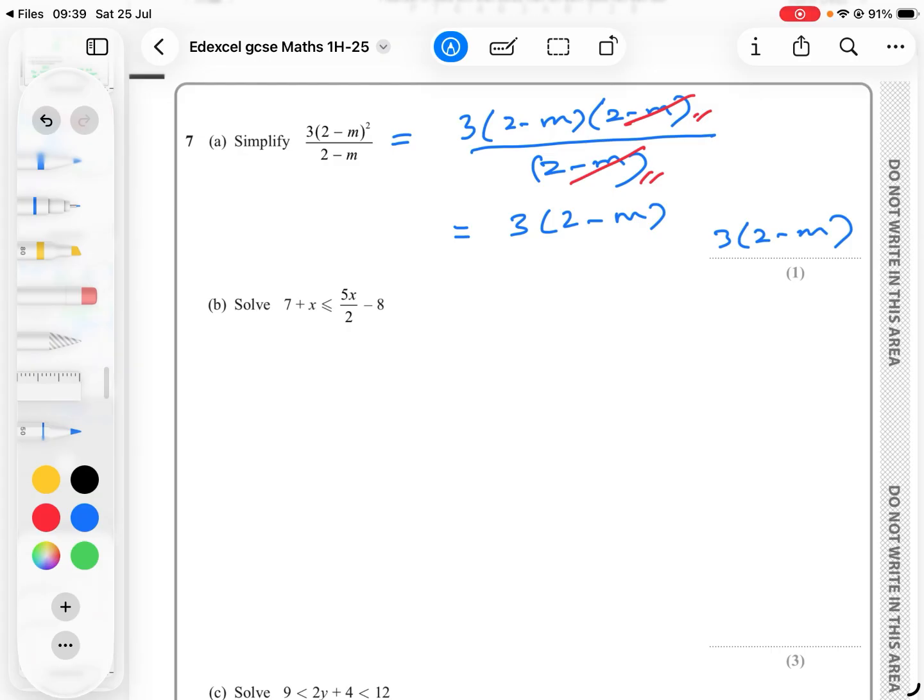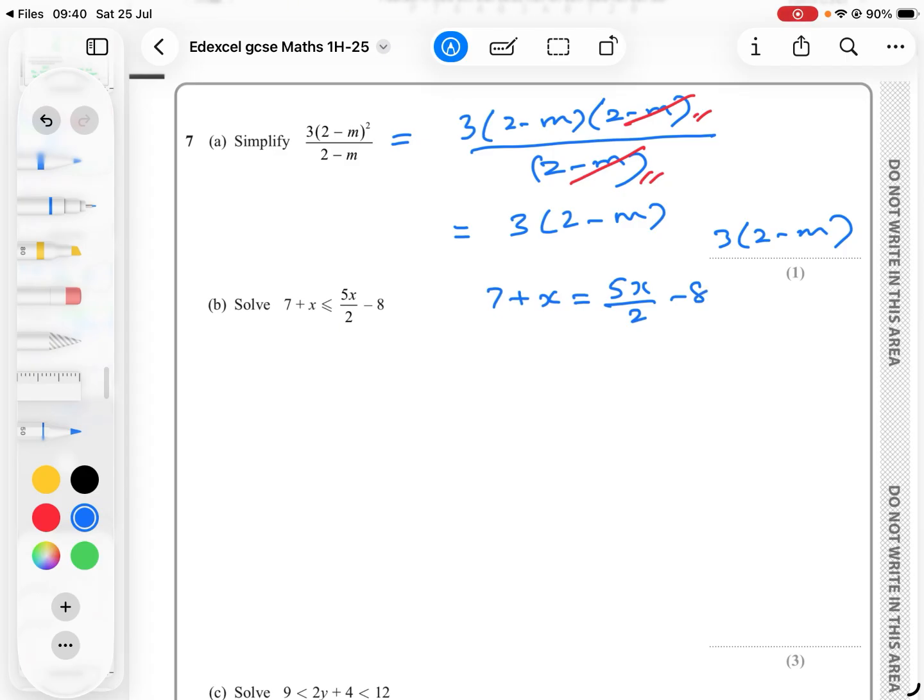Next question B. Solve 7 plus x less than or equal to 5x over 2 take away 8. So I'm repeating: 7 plus x less than or equal to 5x over 2 take away 8. You need to solve this. You can solve it similarly to an equal sign, like 7 plus x equals 5x over 2 take away 8, the same way.